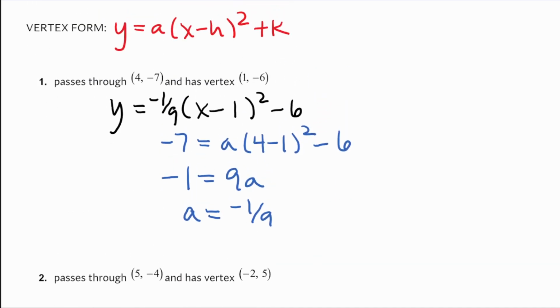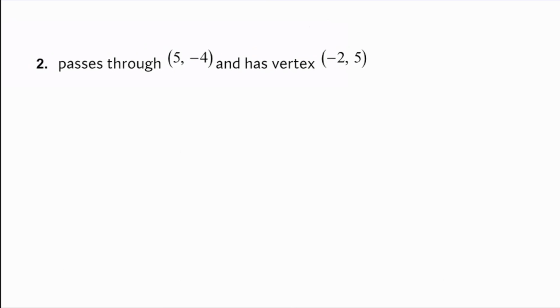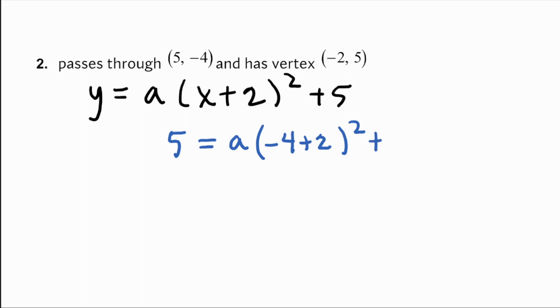Alright, the second one is going to be pretty much exactly the same, right? So we're going to start off with our skeleton equation. Y equals a times x minus h squared plus k. And then we'll plug in what we know. The vertex is -2 and 5. So x minus -2, and then plus 5, because the y coordinate is +5. And then we're going to solve for a by plugging in the other point. So 5 is going to be a times -4 plus 2 squared plus 5.